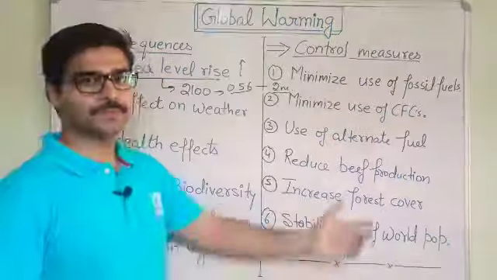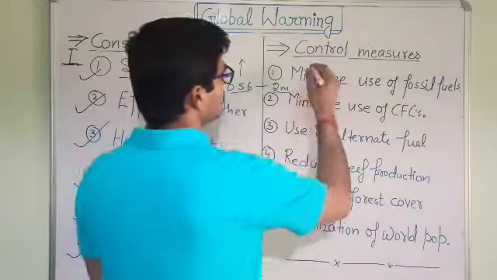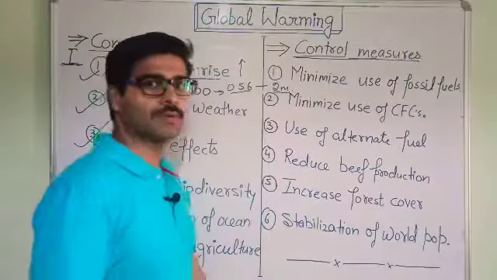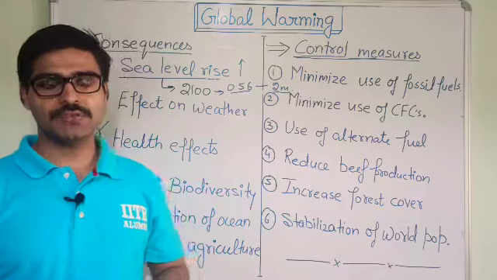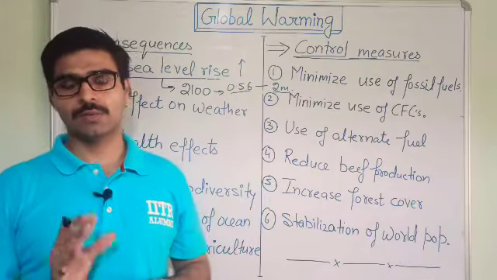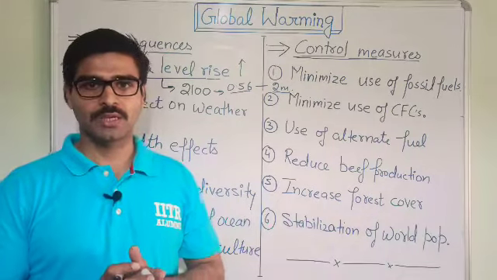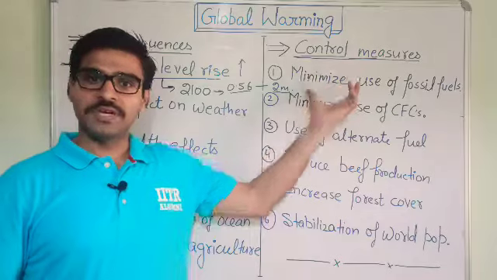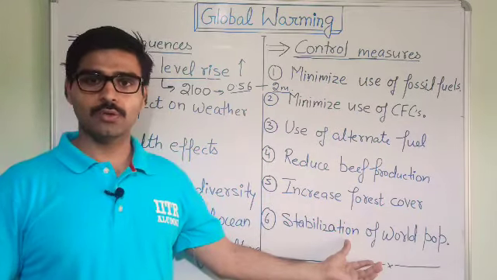Now what are the control measures? How can we control global warming? Is it possible to control global warming? At an individual level and at the policy or government level, it is possible to control or minimize the effect of global warming. So here I have written some major preventive measures. How can we control global warming?